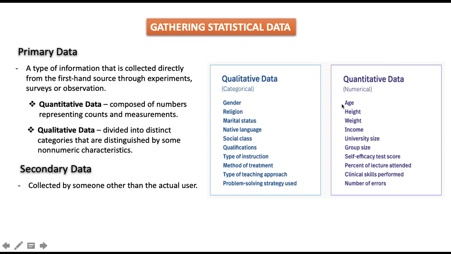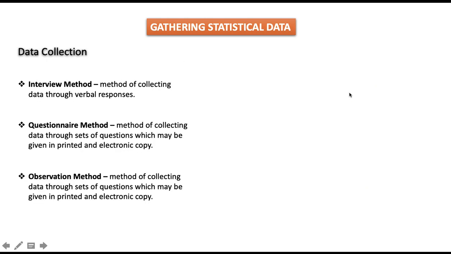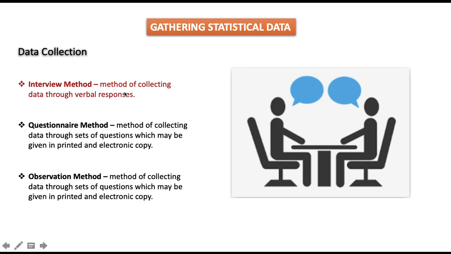While if we want to know about the age, the expected answers are in the form of numbers. For example, 5 years old, 7.5 years old, or 10 years old, etc. So quali, categorical, quanti, numerical. In collecting data, these are some common methods. One is the interview method. It is a method of collecting data through verbal responses. So it can be done by personal interview or through phone call.